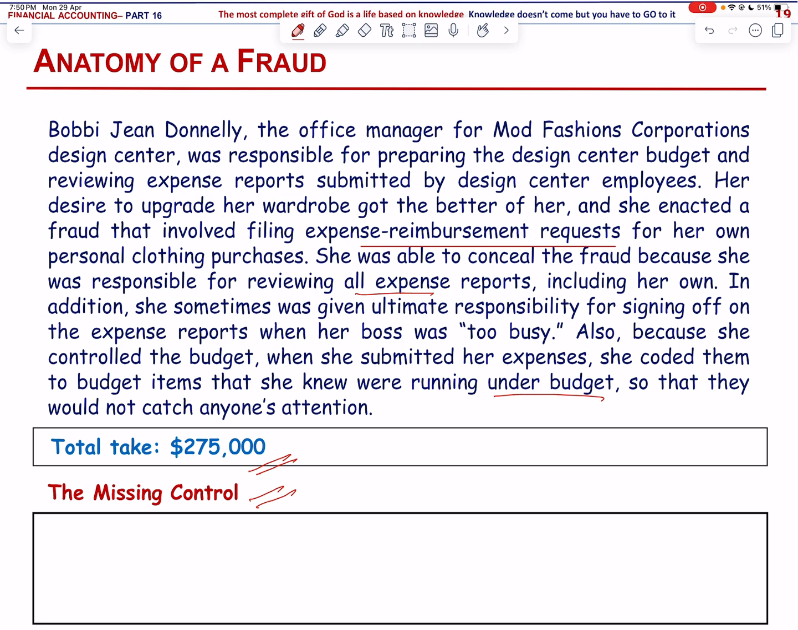Bobby Jean's boss should have conducted regular reviews of her expense reports. When questioned about his estimate of her expenses for the year, he stated about 10,000, significantly lower than the actual 115,000. However, due to being too busy to verify expense reports or review the budget, he overlooked the discrepancies.